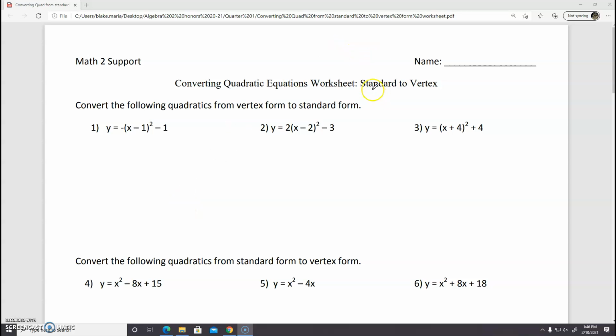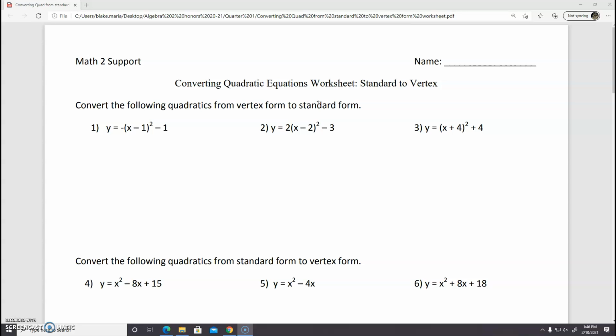So if you don't like it in standard, you can put it in vertex. If you don't like it in vertex, you can put it in standard. And I just want to show you how those do go back and forth and how they relate. So the first three examples say it's in vertex form, and they want you to put it in standard form. So that means you're going to be foiling this out.